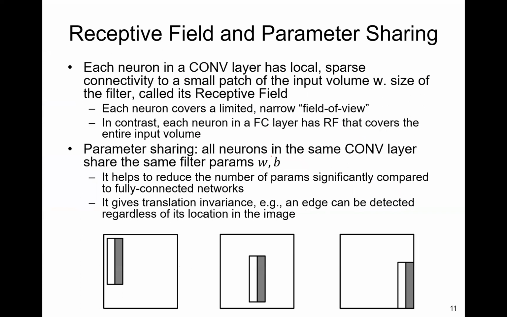And parameter sharing means that all the neurons in the same conv layer share the same filter parameters, weights, and biases. This helps reduce the number of parameters significantly compared to fully connected networks, and gives translational invariance. That is, an edge can be detected regardless of its location in the image, whether it's here or here or here. The convolutional filter will slide across the image, so it will detect this edge no matter where it's located. This is important because when you take a picture and you want the image classification to work, it should be independent of the specific position of the object in the image.